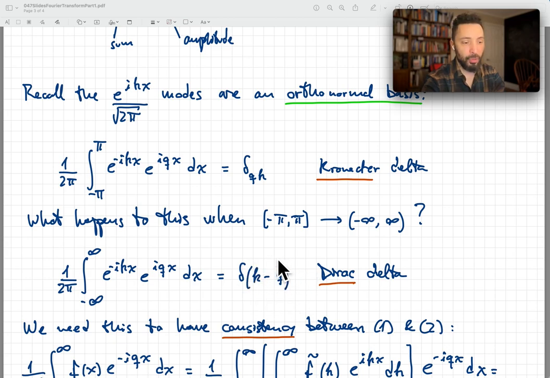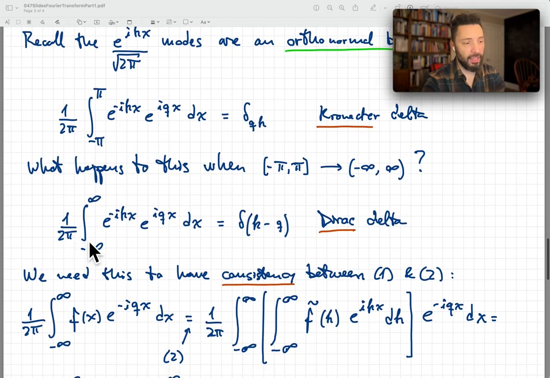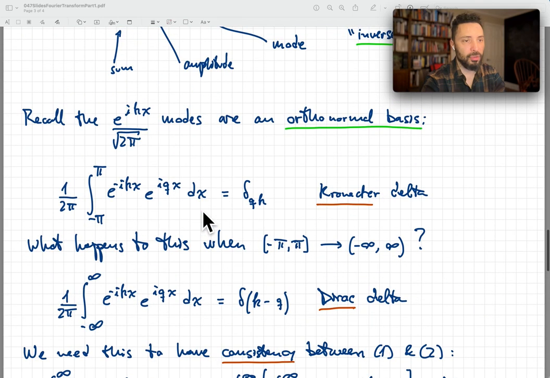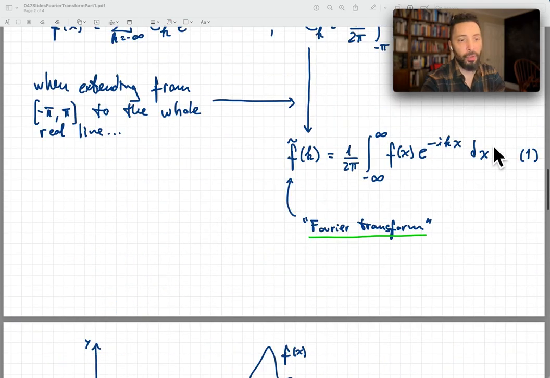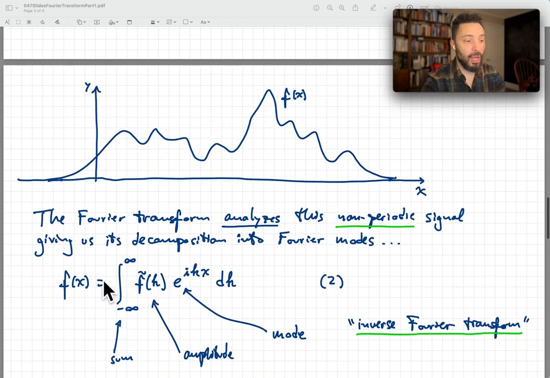of k minus q. And so this is the sense in which these modes that are involved in the Fourier transform now are orthogonal to each other. So we need, in fact, this orthogonality relation for consistency between equations 1 and 2. So let's go back and see what 1 and 2 were. So 1 is the way I define the Fourier transform. It's this integral. And 2 is the synthesis side.